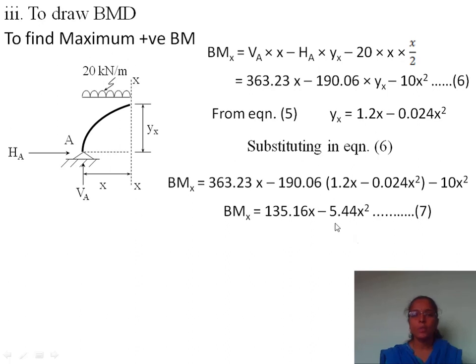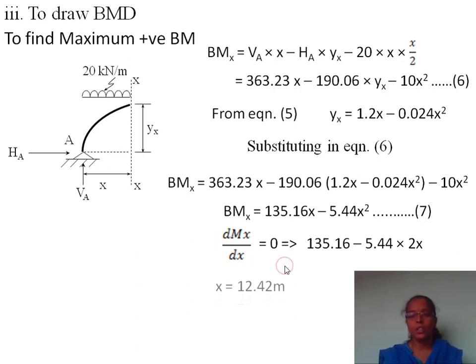To obtain the position of maximum positive bending moment, let us differentiate this bending moment equation with respect to x and equate it to 0. So dMx by dx equals 0, which implies differentiation of 135.16x is 135.16 minus 5.44 into differentiation of x square is 2x. From which we will obtain the value of x as 12.42 meters. So the maximum positive bending moment occurs at 12.42 meter from end A. So this distance is 12.42.